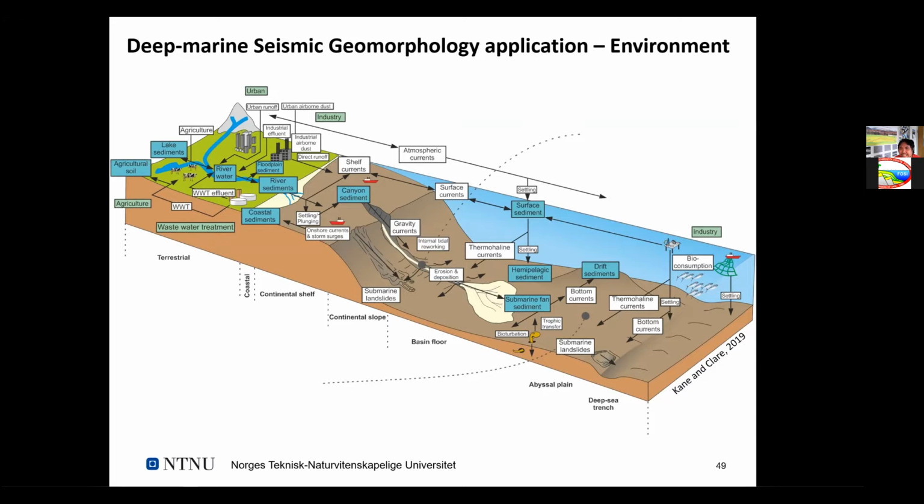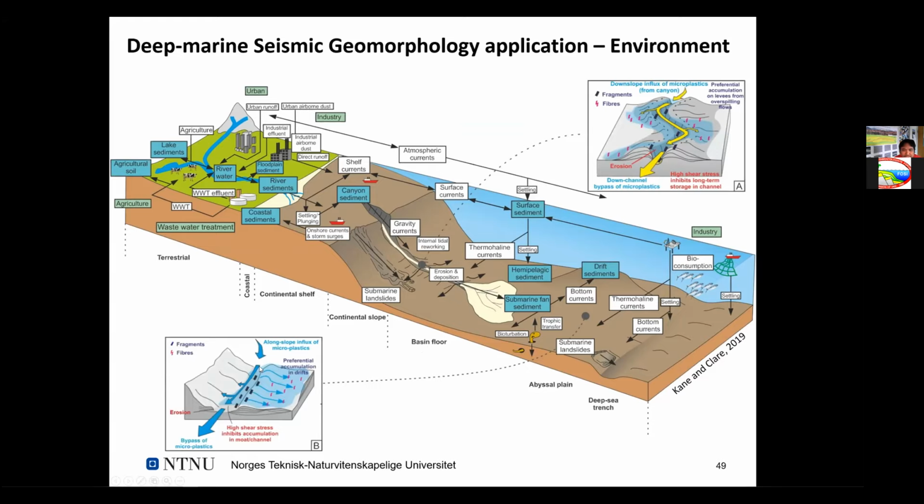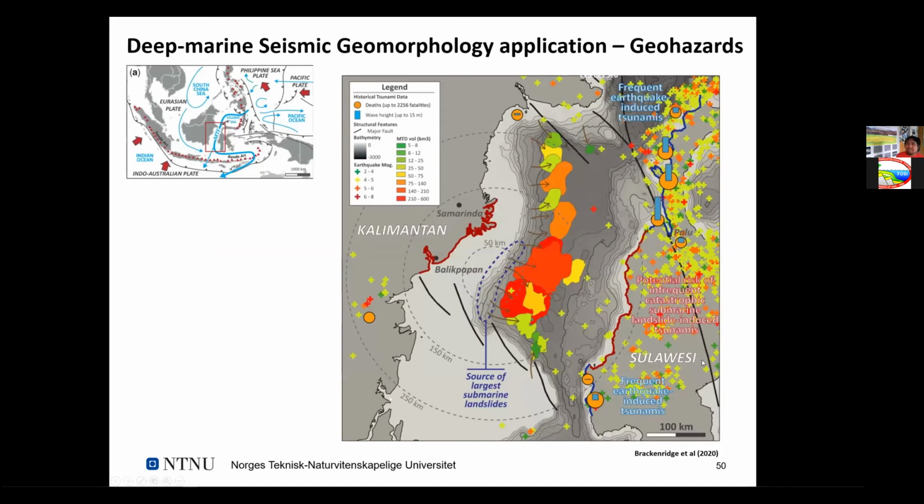So one example, they mentioned that preferential accumulation is on the levee of the overspilling flow of the channel system here. And also this contourite system, preferential accumulation on this contourite system here. Geohazard, yes, this is from Makassar Strait in Indonesia. There is a new publication here that they try to look at the MTD, the mass transport complex, to map the possibility to have a geohazard in this area.